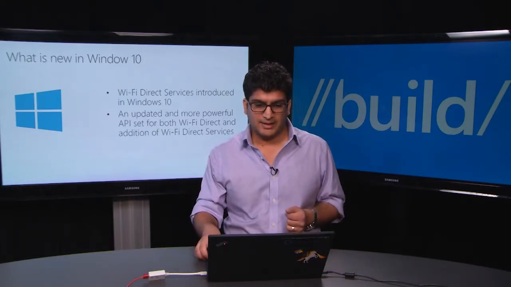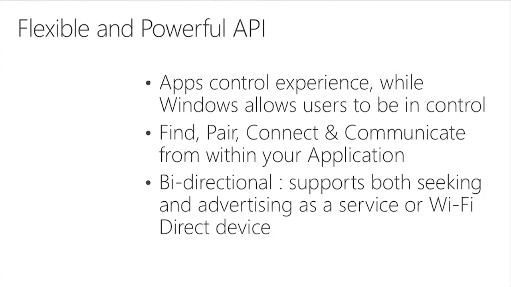So let's talk about the API. In Windows 10, which is in sharp contrast from 8.1, the apps have complete control over the experience. So the app can go and find a device. The app can go and pair with a device. And pairing is important because we use a shared medium, so trust needs to be established. The app can go and connect. The app can communicate with the device. And you know what?